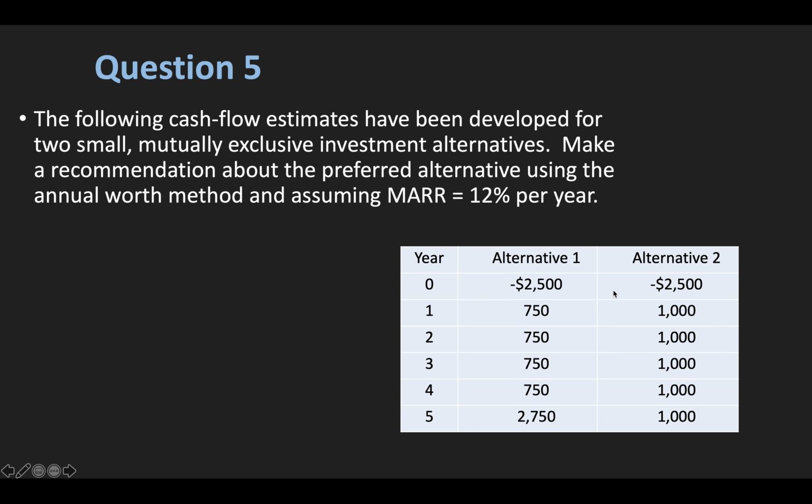For alternative 2, same amount of initial investment. Each year you get more money, but it stays the same even until year 5. It's always $1,000. So the question is, based on this, how do you calculate which one is better? Okay, pause the video, take a few minutes, and calculate this.